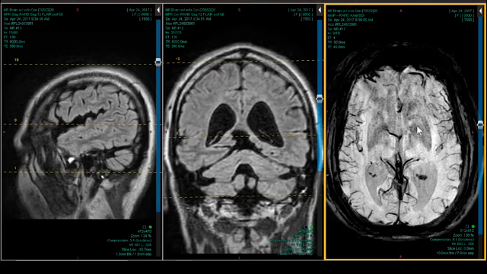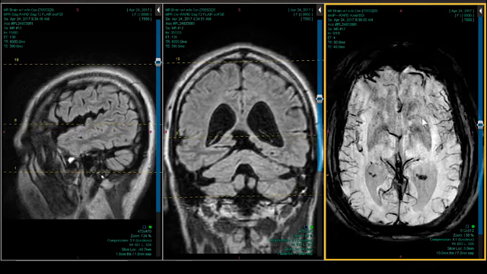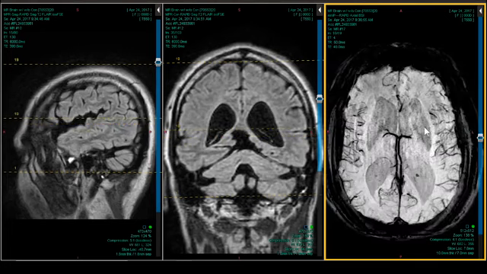Many of the Parkinson-like syndromes, including MSA, will result in low signal deposition in the putamen. Unlike the high signal that you saw on the T2 weighted image in Huntington's chorea, this patient doesn't have that.